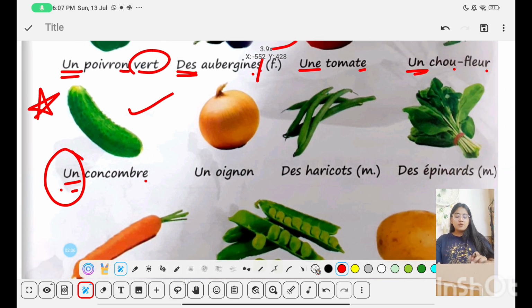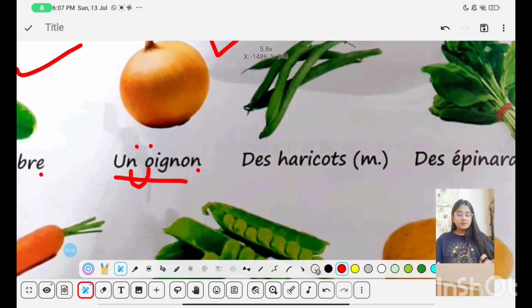Okay, moving on to an onion. An onion. Please note here you can see liaison taking place. Since n is the last consonant of the first word and o is the first vowel of the next word, the sound of both the alphabets will get merged, and that is why un oignon. Okay, because it is ending with n, so un oignon.